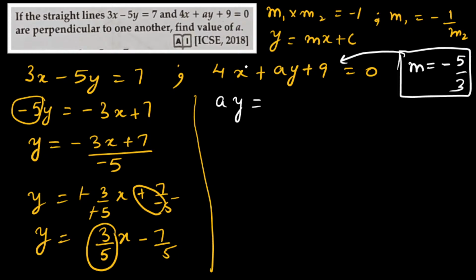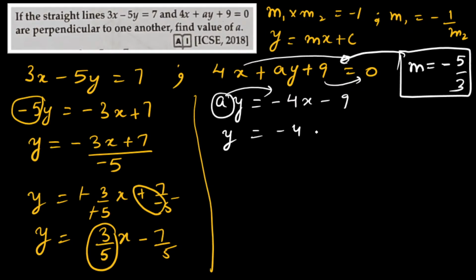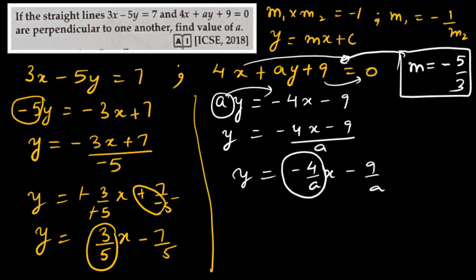So ay is equal to 4x; if I shift it to the other side, it becomes minus 4x. Plus 9, if I shift it, becomes minus 9. Now let's shift a to the other side. So y is equal to minus 4x minus 9 by a, which I can write as minus 4 by a x minus 9 by a. So this line's slope is equal to minus 4 by a. If I compare with minus 5 by 3, like we did in the previous question, as per this equation the slope is equal to minus 4 by a.